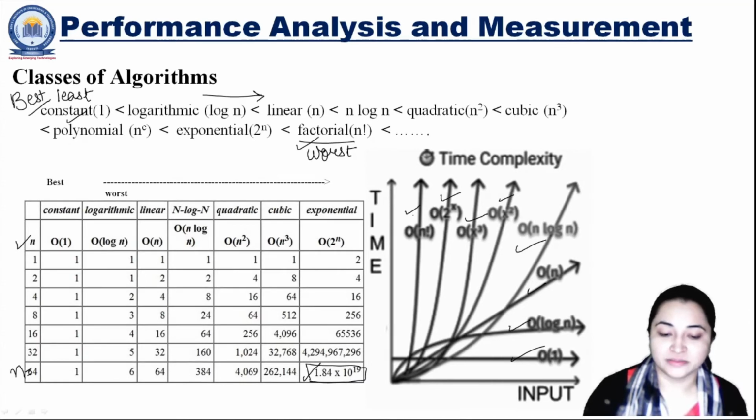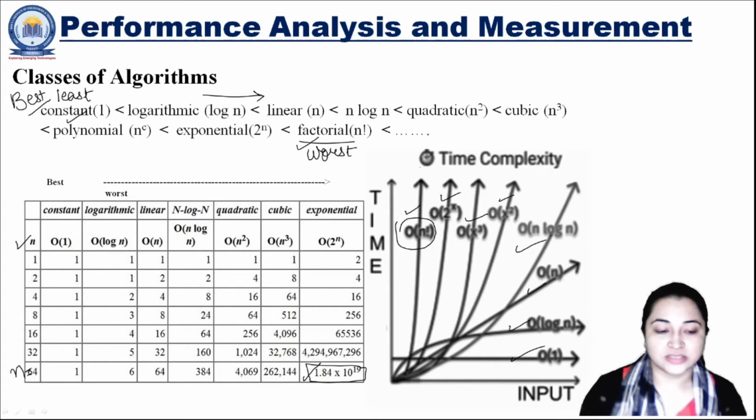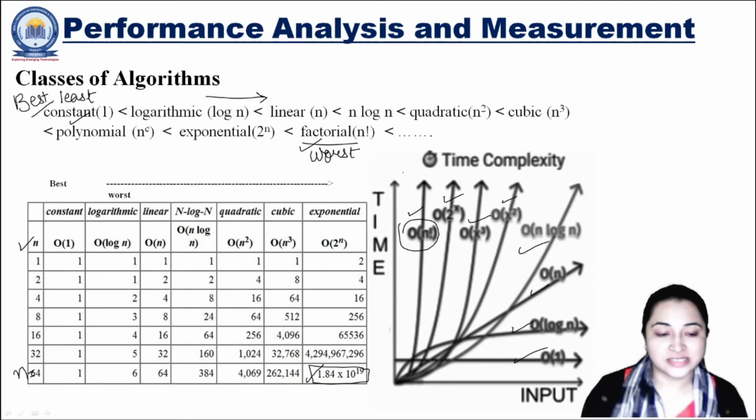So the highest time an algorithm takes is the factorial in this case. Okay, so this is how the classes of algorithm help us to compare two algorithms. So now let us move to the asymptotic analysis.